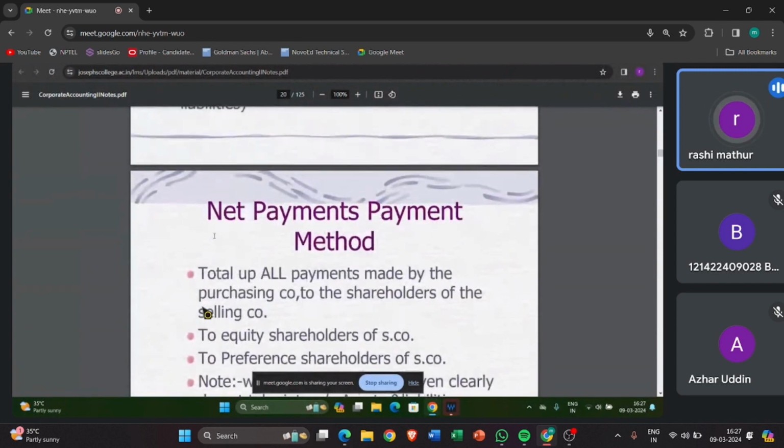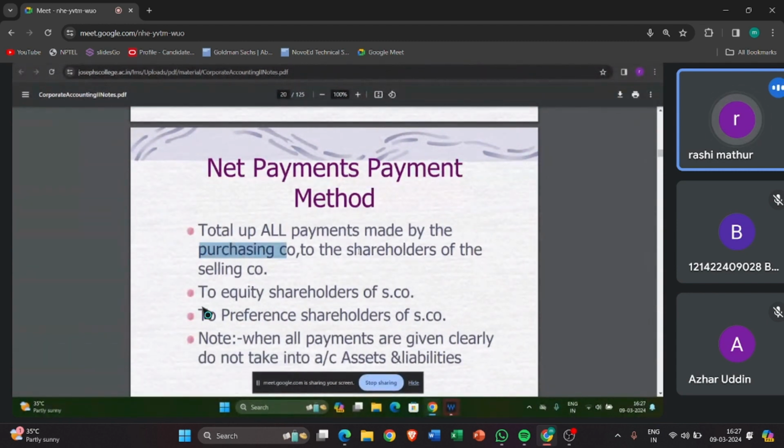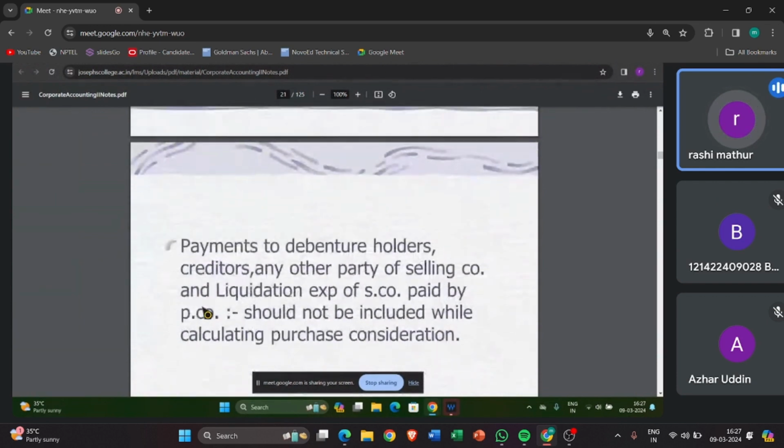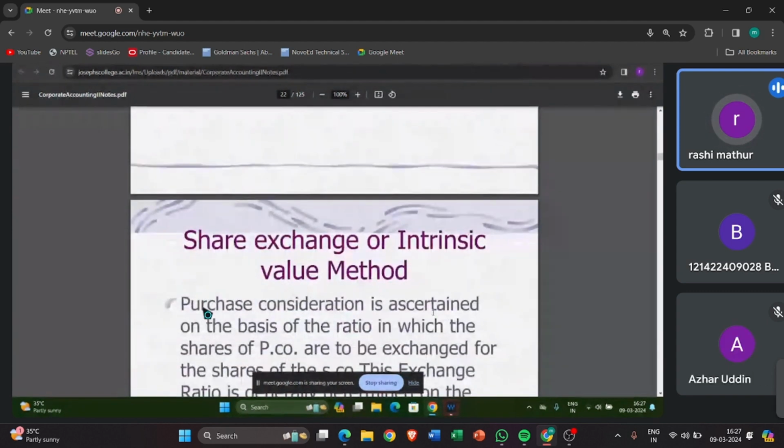So purchase consideration by net payments method is a total of all the payments which are made by the transferee company to the shareholders of the transferor company. That means to the equity shareholders, whatever you paid, and to the preference shareholders, whatever you paid, not including creditors and debenture holders. If you've paid to them, it should not be included in purchase consideration. It will be dealt with separately. Clear? Third method of purchase consideration.